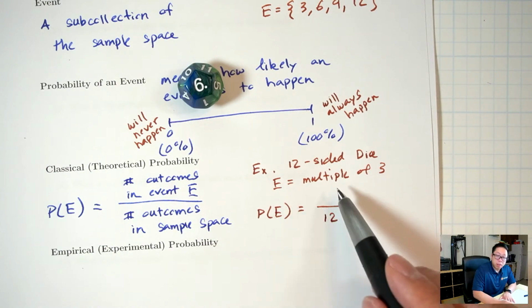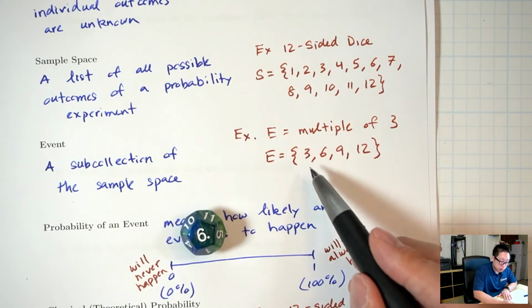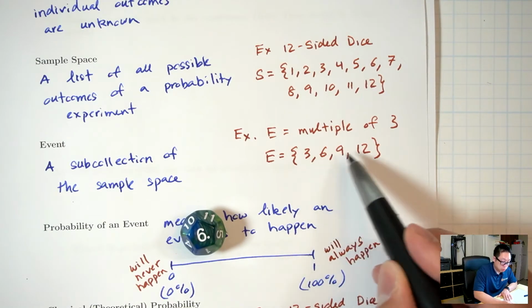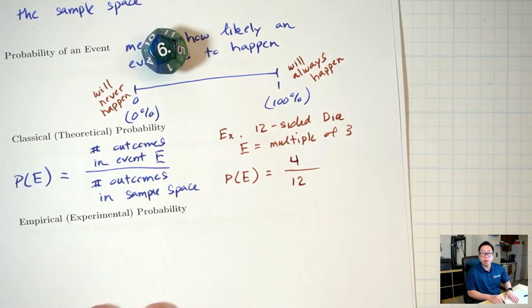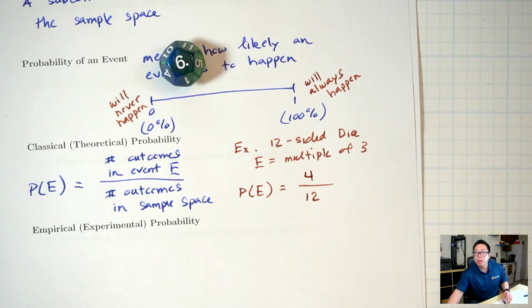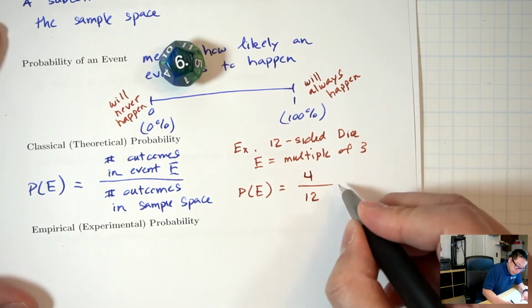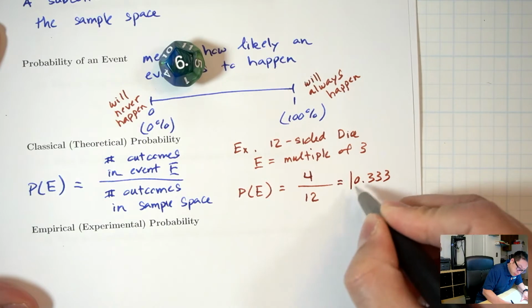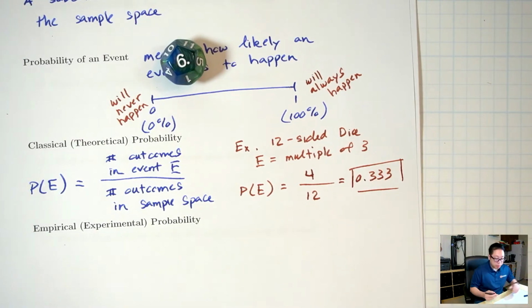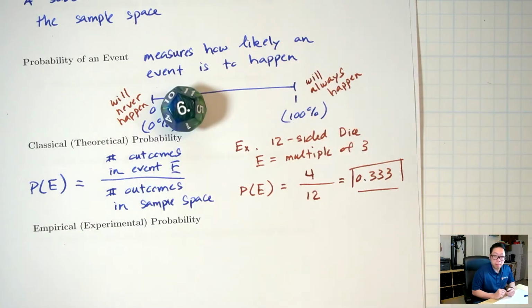The event E, multiples of 3, we also listed. So count 1, 2, 3, 4. There's 4 things in the event E. So the probability is 4 out of 12, which as a decimal, 4 divided by 12 is 0.333. Okay, that's the probability of getting a multiple of 3 when I roll this dice, right?